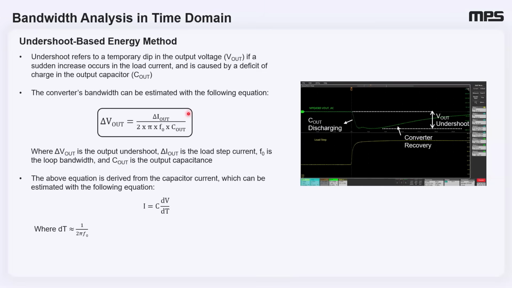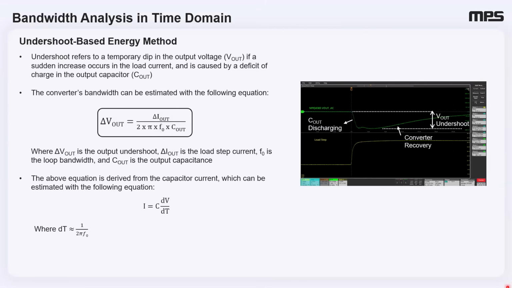This method lies in connecting this observable undershoot to converter bandwidth through a relatively simple equation as shown below. This equation states that the undershoot, delta VOUT, is proportional to the change in load current, delta IOUT, and inversely proportional to two key parameters, the output capacitance and the crossover frequency, which represents the loop bandwidth that we are trying to determine.